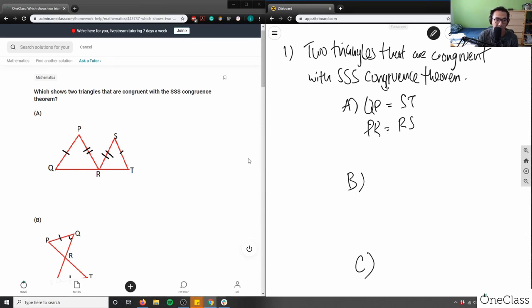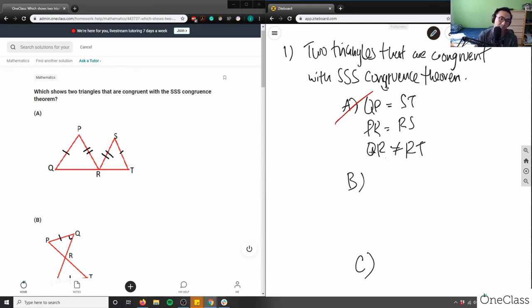But what about QR and RT? Are they equal to each other? In this case, no, right? I don't have lines that signify that they're equal to each other. And if I deduce this visually, I can see that QR is much bigger than RT, which means that this does not follow the SSS congruence theorem because all three sides are not the same. So in this case, A is not our correct answer. This is incorrect.